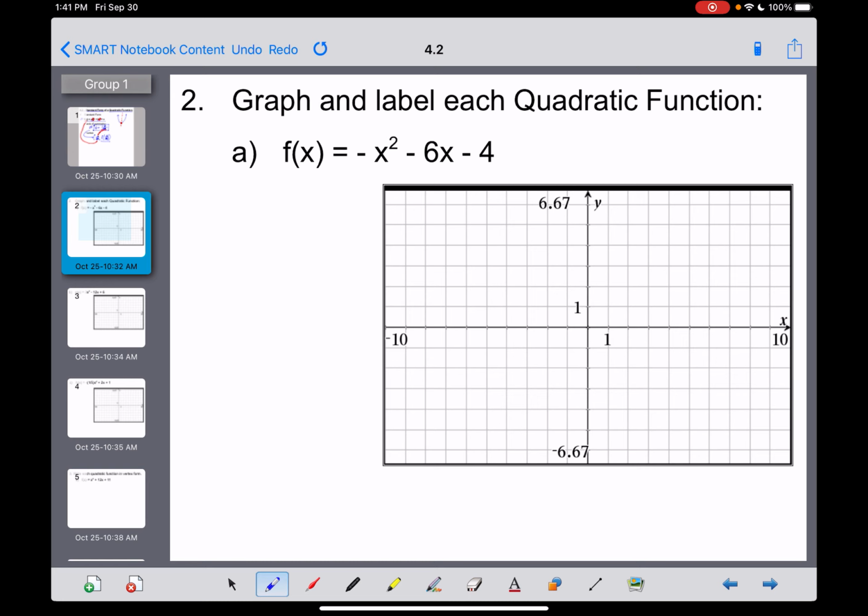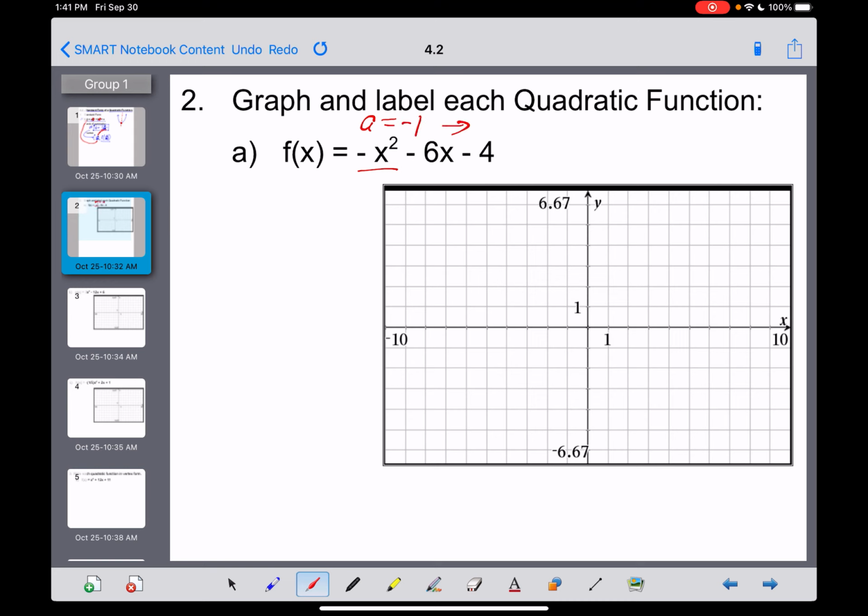It looks like I've got 3 for you, where we're going to graph and label a quadratic function that was written in standard form. So here's our first one. f of x is equal to the opposite of x squared minus 6x minus 4. Now, knowing what you know from 4.1, I'm hoping you can tell me a few things. First of all, your a value here is the coefficient of x squared, which is negative 1.